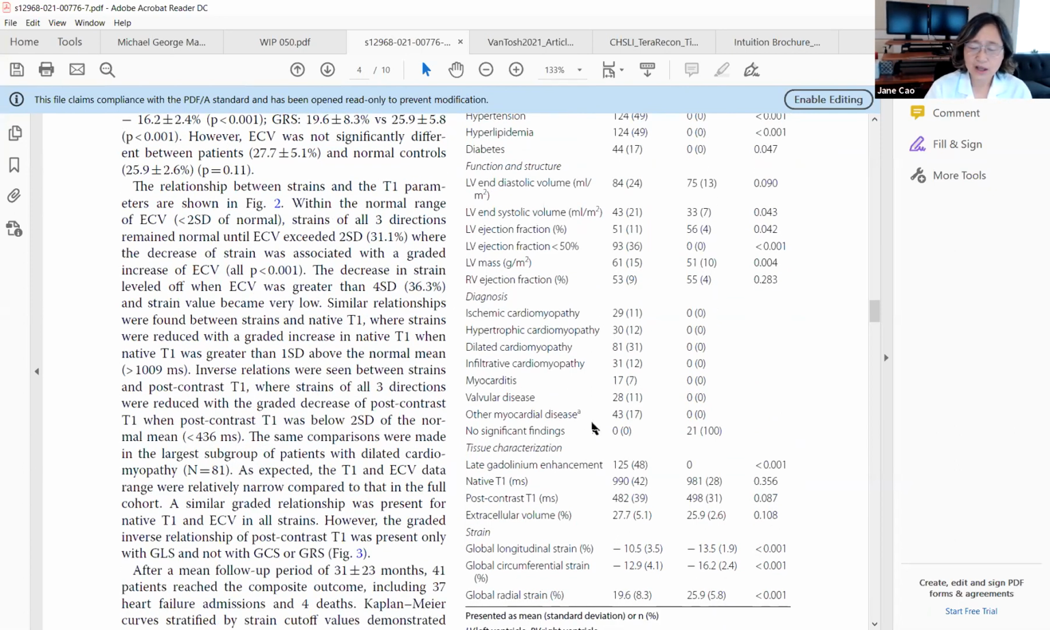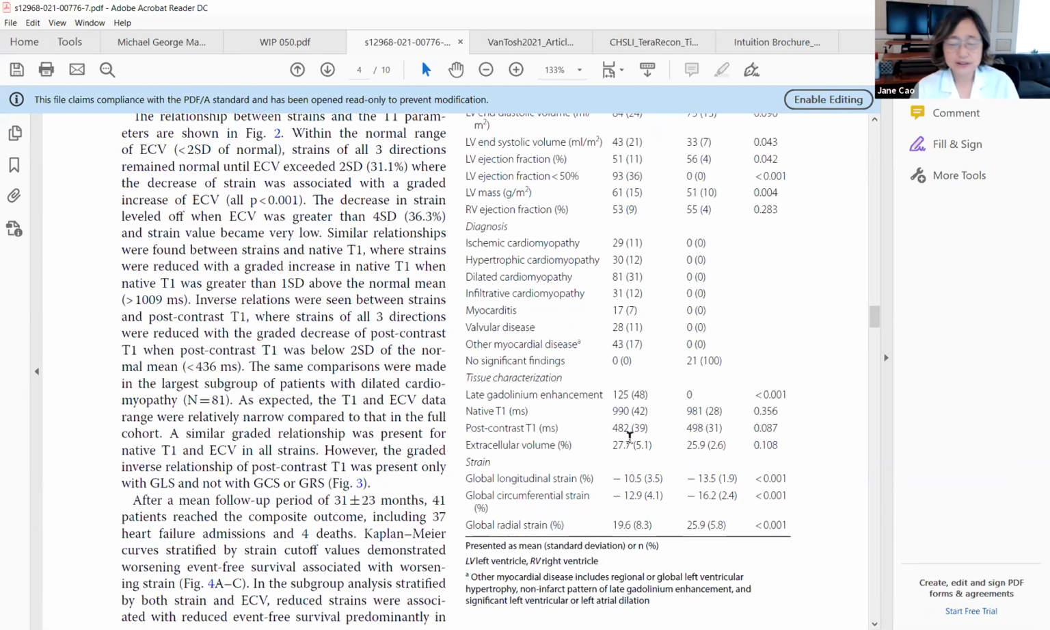So the largest single group was dilated cardiomyopathy at 31%. The others were relatively evenly distributed, at a little over 10% in each of the categories, including ischemic, hypertrophic, infiltrative, and valvular disease. The prevalence of myocarditis was 7%. The other myocardial disease group included those with regional or global hypertrophy that did not fit into any disease categories, or having evidence of a non-infarct LGE pattern.